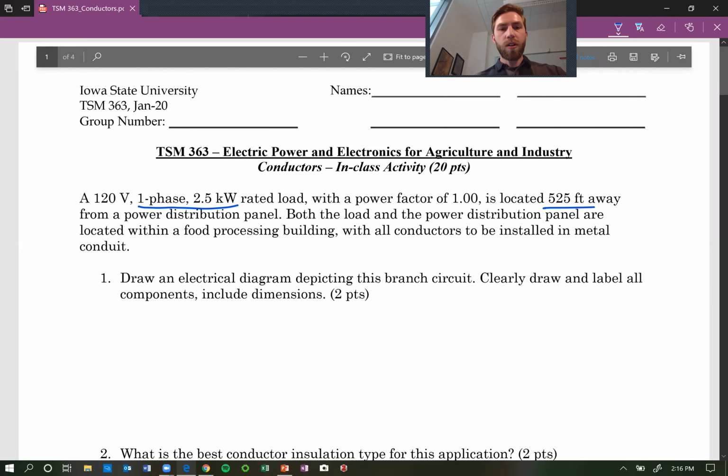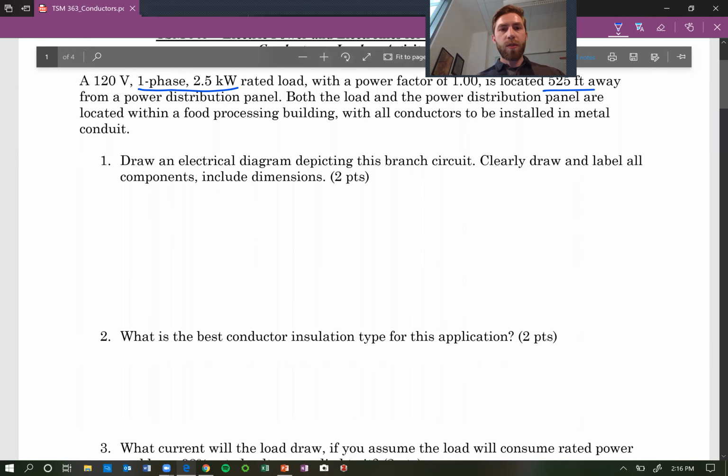If I were to draw a one line or simple line drawing of this, I'm only going to draw one line. I'm not going to draw the neutral and the hot, just a single line, and we'll put some notes on how many conductors that is. I would have my panel here. It is 120 volts. It is single phase. And I have my load.